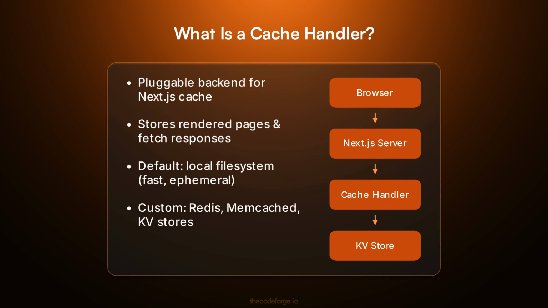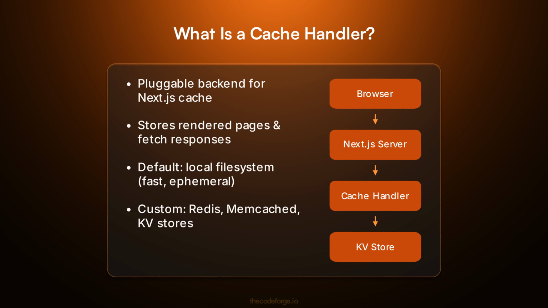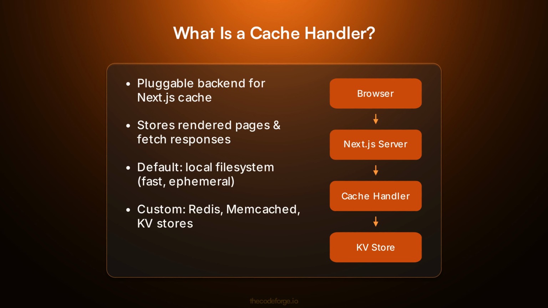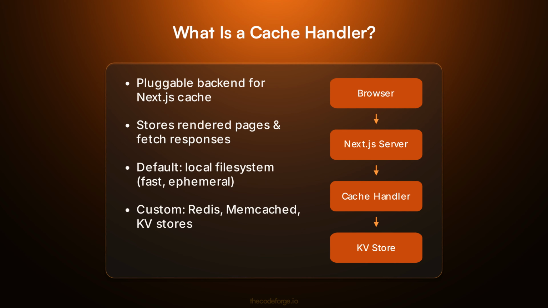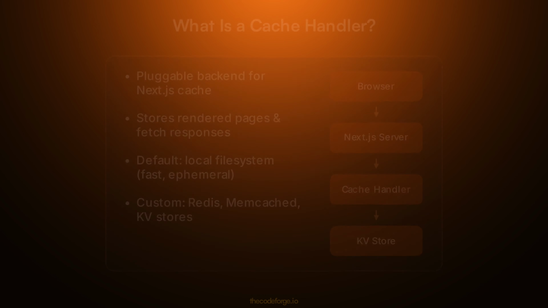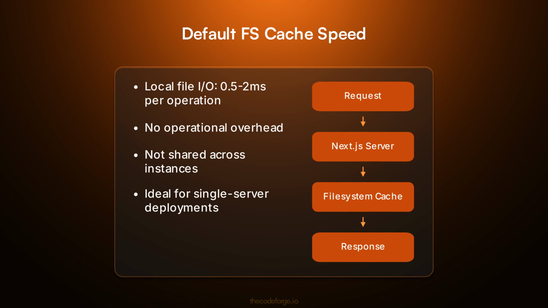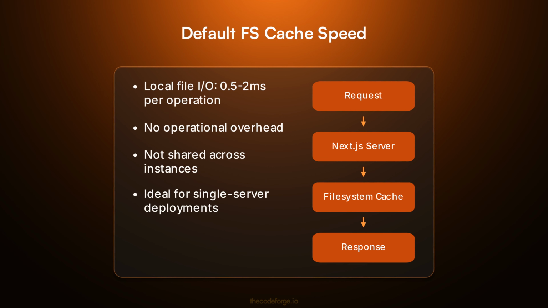failure. A custom cache handler in Next.js 16 is a pluggable backend for the framework's incremental cache, the layer that stores rendered pages, fetch responses, and data caches. By default, Next.js stores cached data on the local file system, which is fast and zero configuration but ephemeral and instance local. The default cache handler stores data as files on the local file system.